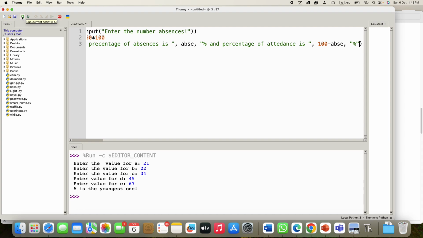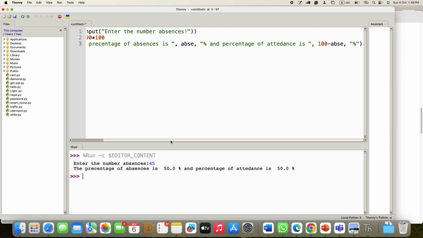Can we run it? Number of absences, I say I have 60 absences. Let's try and calculate something like 45 absences, right? Oh, that's a good one. The number of the absence is 50% and the percentage of attendance is 50%. If somebody will check what he has attended so far. For how many absences, my friend here?